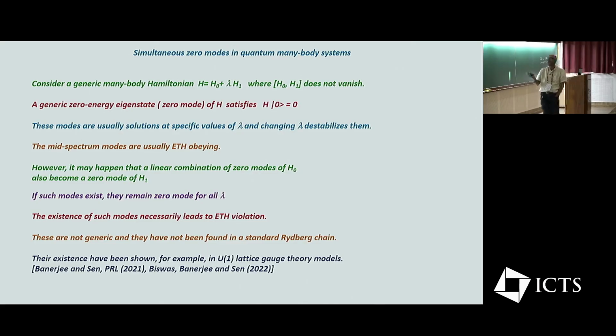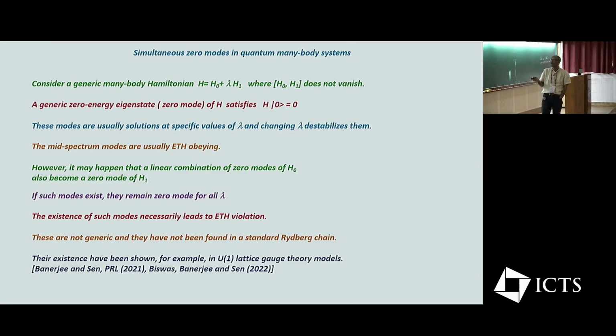So the mid-spectrum states are usually ETH obeying. However, it can also happen that there is a linear combination of zero modes of H0 which becomes a zero mode of H1. If this happens, these are simultaneous zero modes of H0 and H1, and their existence leads to ETH violation, because here, if I change lambda, there is no change in the structure of these zero modes. Therefore, it violates the ETH prediction that any change in parameter is going to essentially randomly mix these initial zero modes. Their existence has been shown in U1 lattice gauge theory by some papers by Arnav and Devashish some time back.